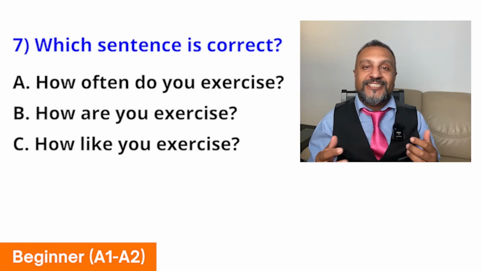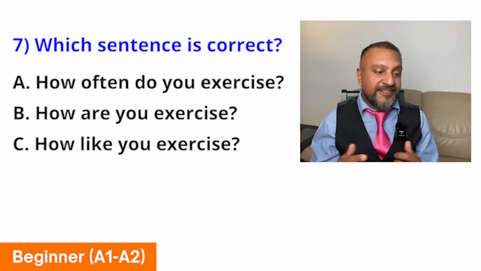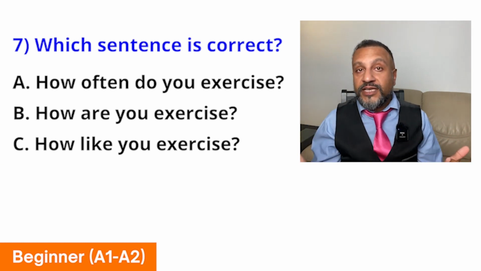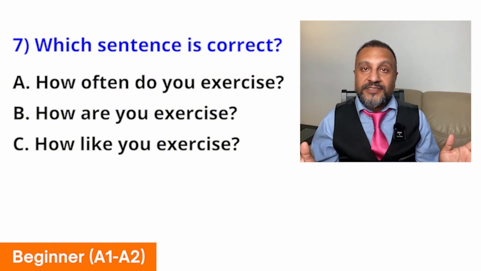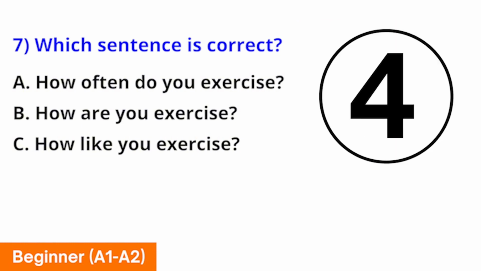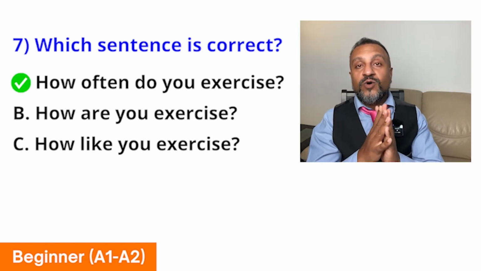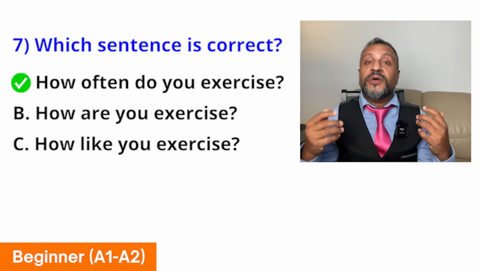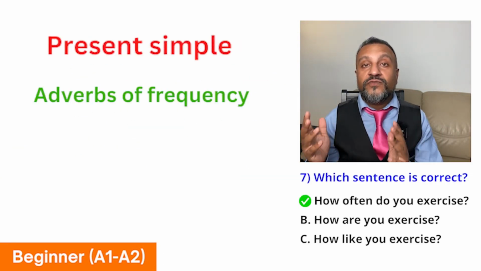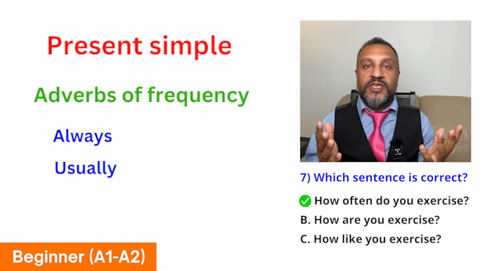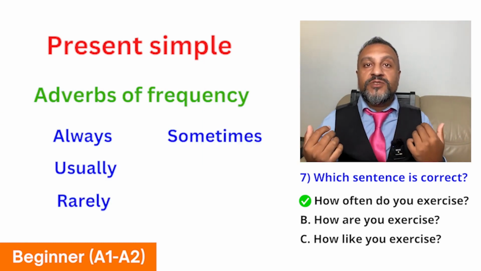Which sentence is correct? How often do you exercise? How are you exercise? How like you exercise? The answer is, how often do you exercise? But why? Here we have the present simple and adverbs of frequency. Some other examples could be always, usually, rarely, sometimes, or never.